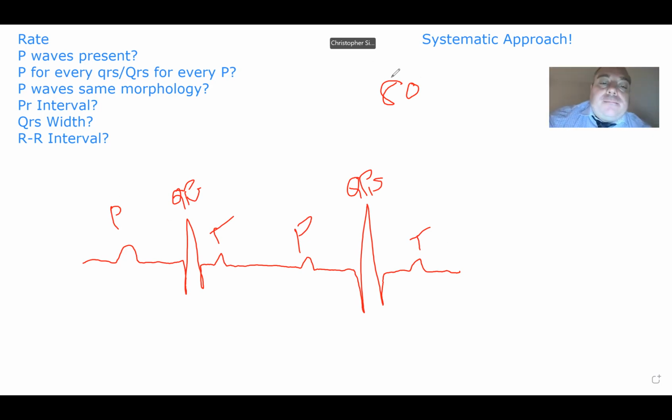Are P waves present? Yes, they are. Do I have a P for every QRS? Yes, I do. QRS for every P? Yes, I do. Do the P waves have the same morphology? We're going to pretend they do, and I drew as best as I could.